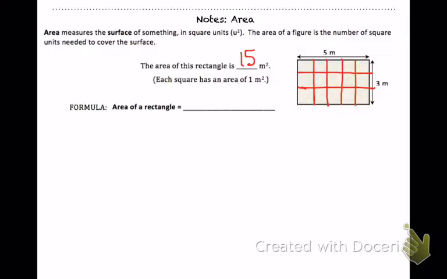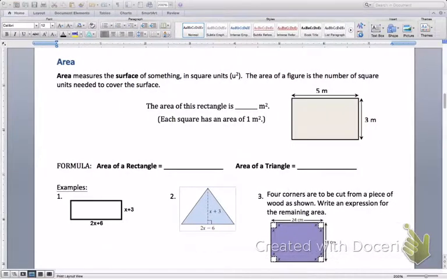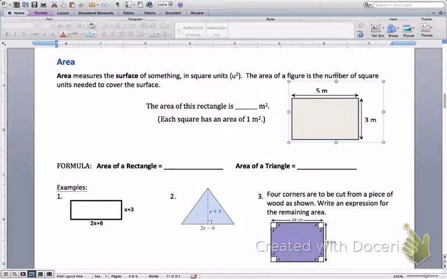Now, we don't want to have to do this every single time. So this is where formulas come in, which make our life easier. This is where we're going to use the formula for the area of a rectangle, and then we'll talk about the area of a triangle as well. For the area of a rectangle, we just do the base times height. We had 15 as our area here, or here 15.